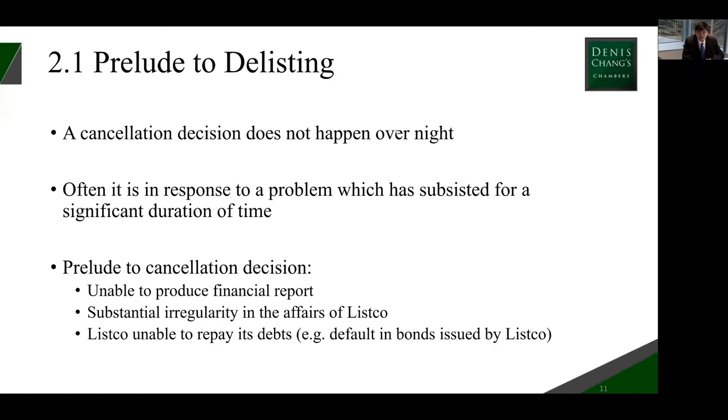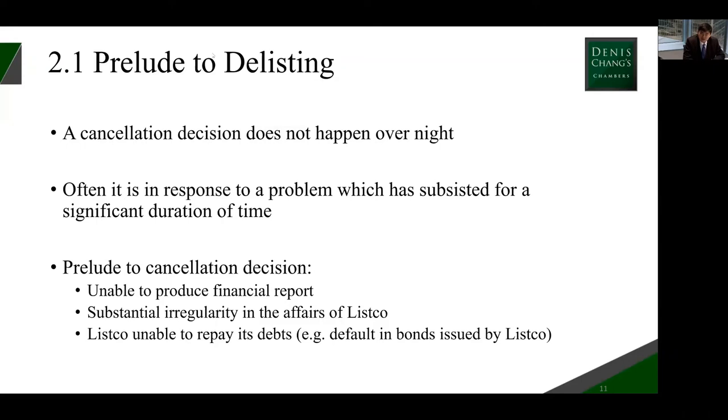There is usually a trigger event, something has happened, and I've listed an example. Say the listed company has been unable to produce its financial report or complete its auditing for the financial year. That would raise considerable alarm when we recall the key language we saw in the previous slide, which is the question of maintaining the public interest and order of the market. That will lead to questions being raised, and in order to protect the well-being of the common investor, a decision to suspend will likely follow.